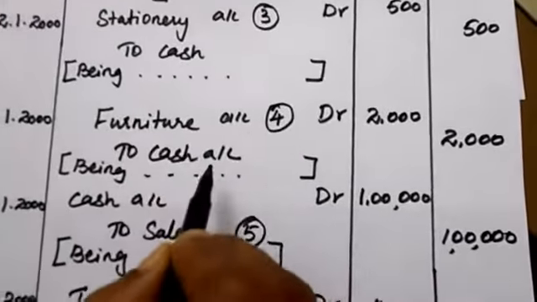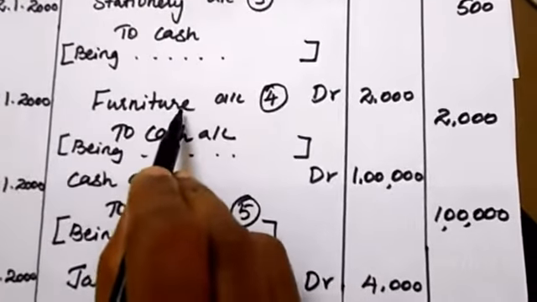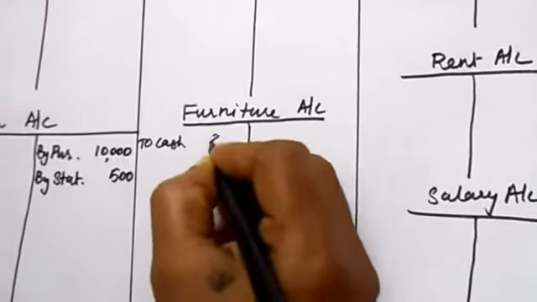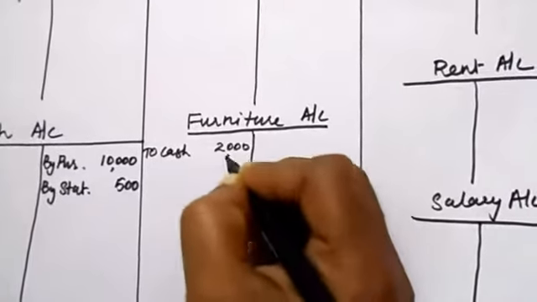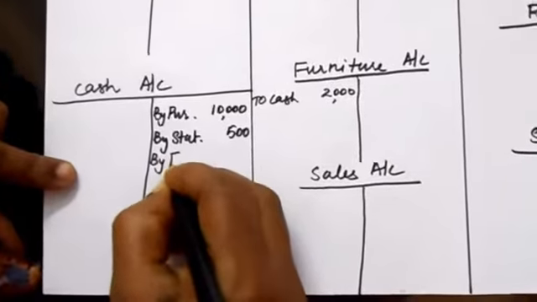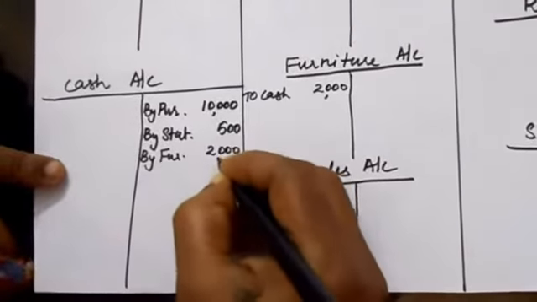Then the third transaction, furniture account data to cash. Under the furniture account you have to enter cash, and under the cash account you have to enter furniture. First the furniture account: debit side to cash, 2,000. And under the cash account, opposite side, by furniture, 2,000 rupees.